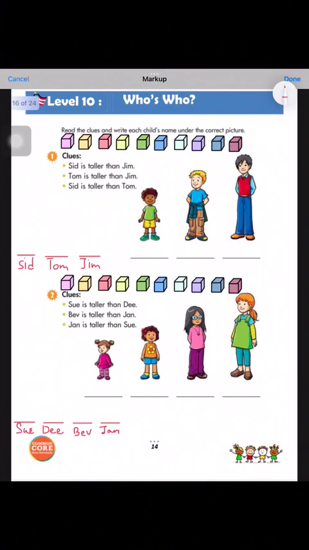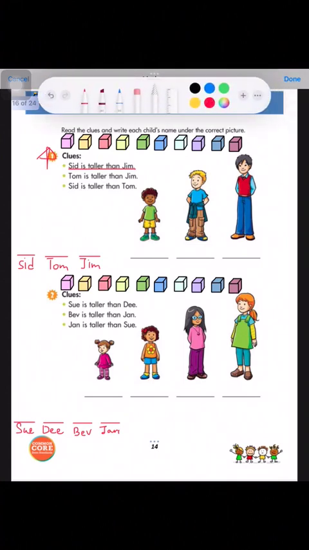Let's move on to page 14. Read the clues and write each child's name under the correct picture. Let's have a look at the first clue. Sid is taller than Jim. But before this, we may move 1 block for each of the children. And then, as we know that Sid is taller than Jim, we may put 1 more block on Sid so that he's now taller than Jim.